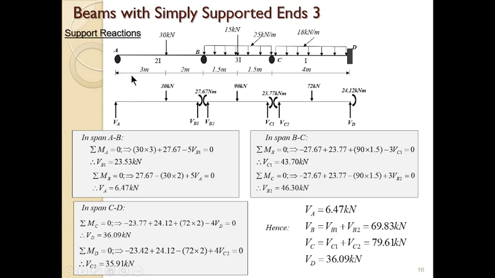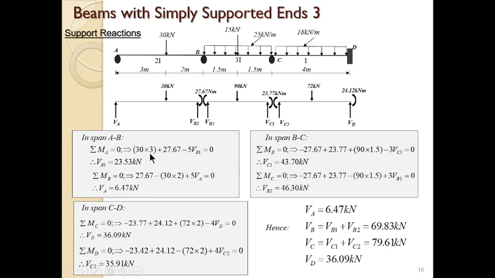You can go ahead as usual to calculate the support reactions. The support reaction, as usual, we split the beam into simply supported beams. So this is span AB. Remember the support moment here was 27.67. No support moment here.